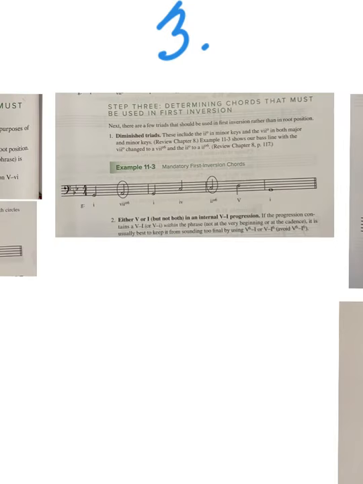Step 3 is determining the chords that must be used in first inversion. If you remember back to when we were doing root position part writing, I said don't use any diminished chords. We don't want to use diminished chords because we don't use those in root position. So here is that in a different way. We do want to put them in first inversion. So any diminished triads that we have, this would include diminished 2 in a minor key or diminished 7 in major and minor, we're going to change those to first inversion.